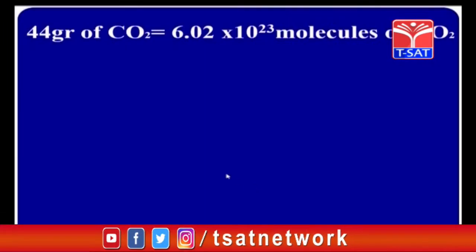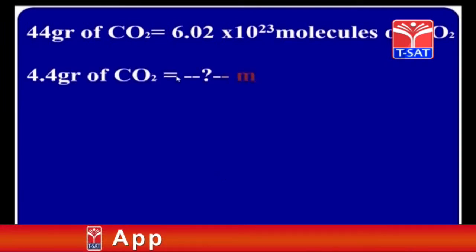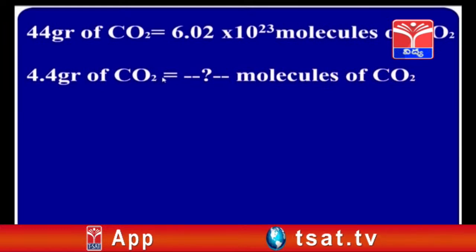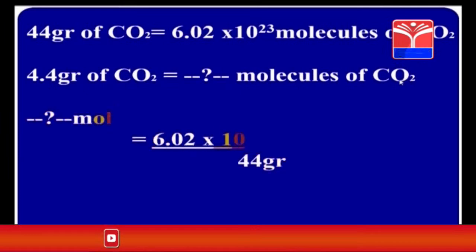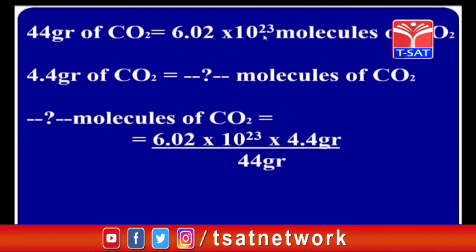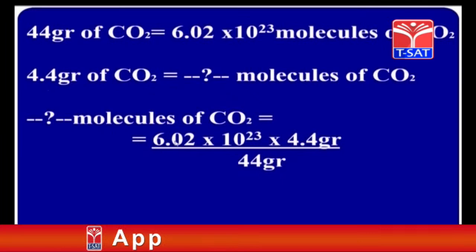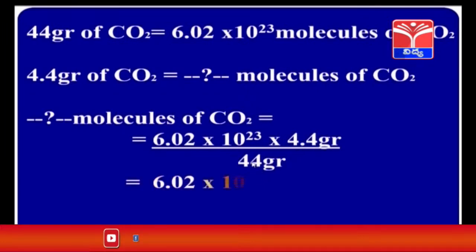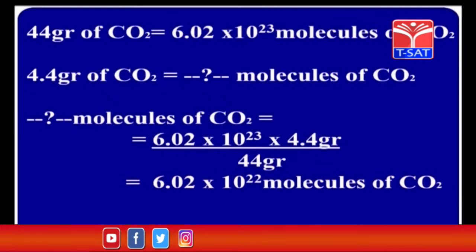44 grams of carbon dioxide equal to 6.02 into 10 power 23 molecules of carbon dioxide. 4.4 grams of carbon dioxide is equal to how many molecules of carbon dioxide? We get this by doing the cross multiplication. 6.023 into 10 power 23 into 4.4 divided by 44 grams. On solving you will get the answer 6.02 into 10 power 22 molecules of carbon dioxide.